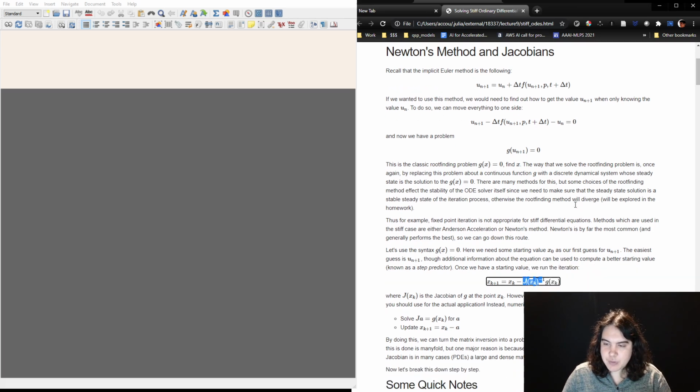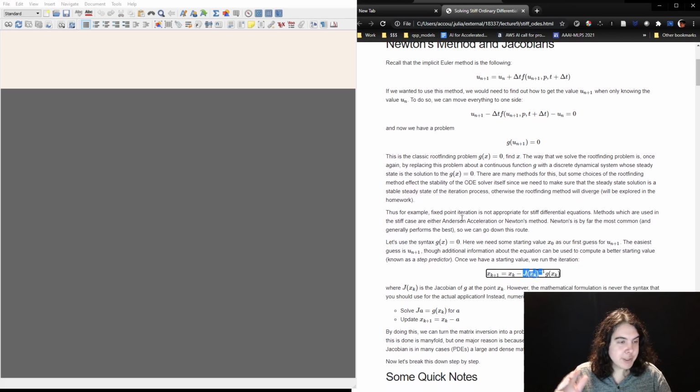There is another method that does exist. So there is Anderson acceleration. I'm not going to explain that in full here. You can go look it up if you want. The paper that introduces Anderson acceleration is very accessible, so I would recommend you go read it.